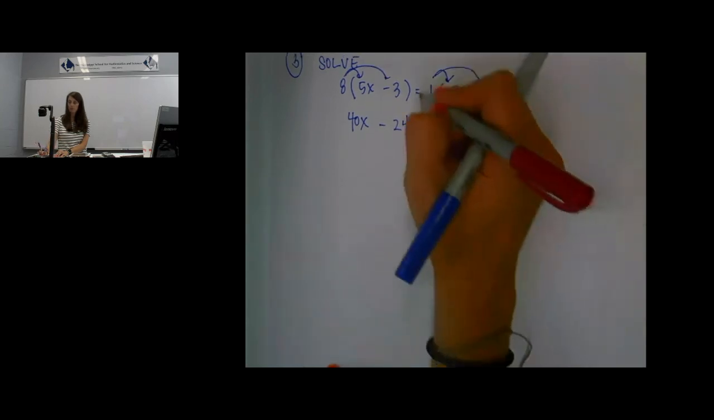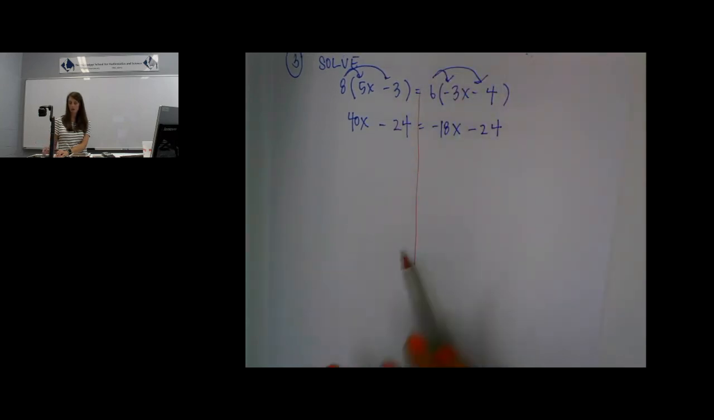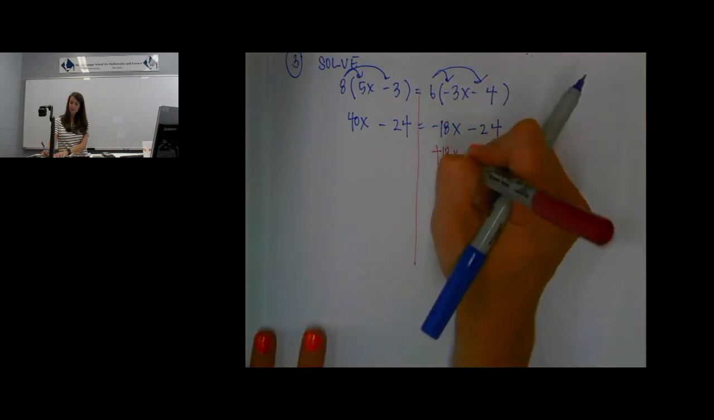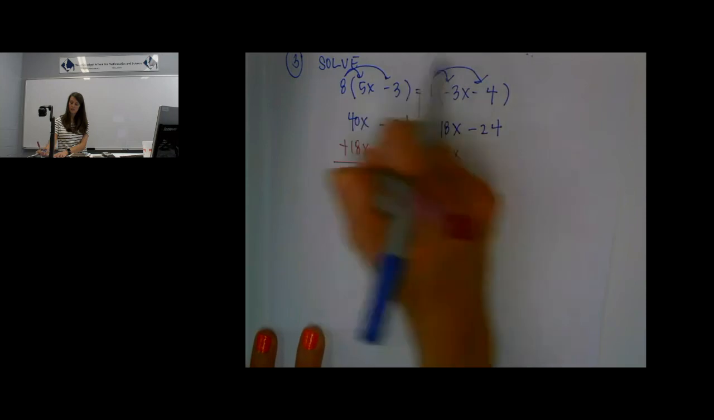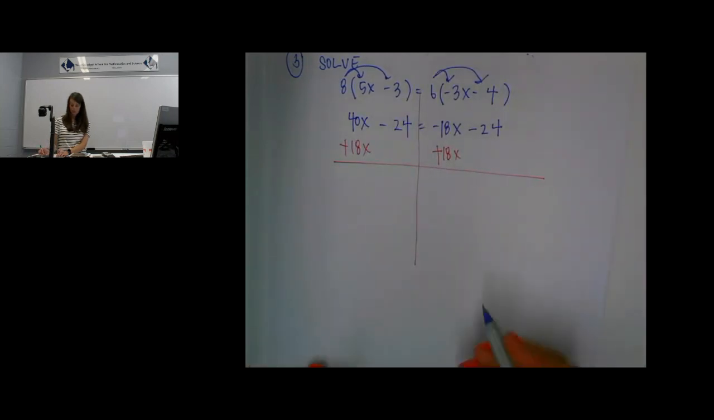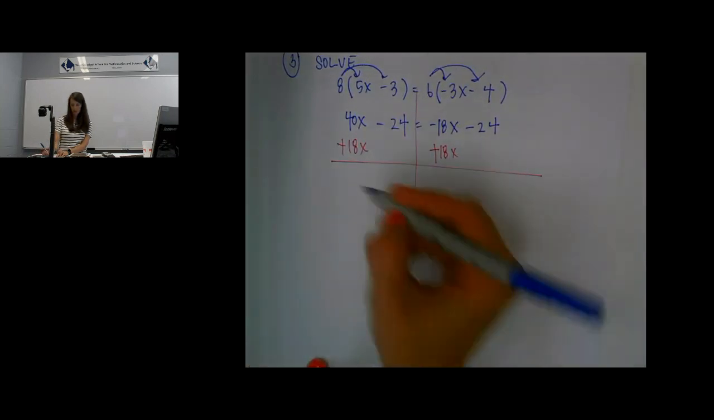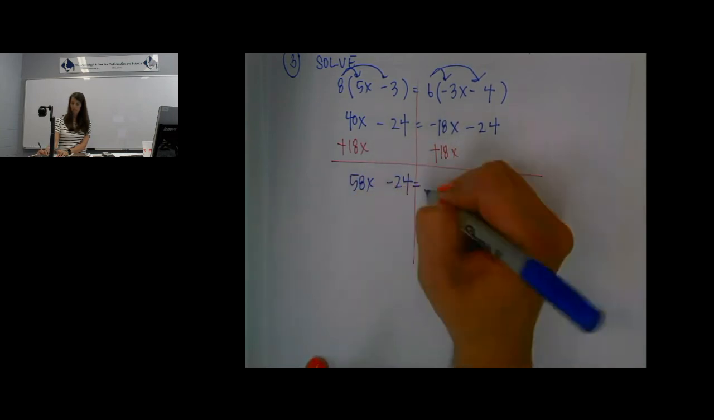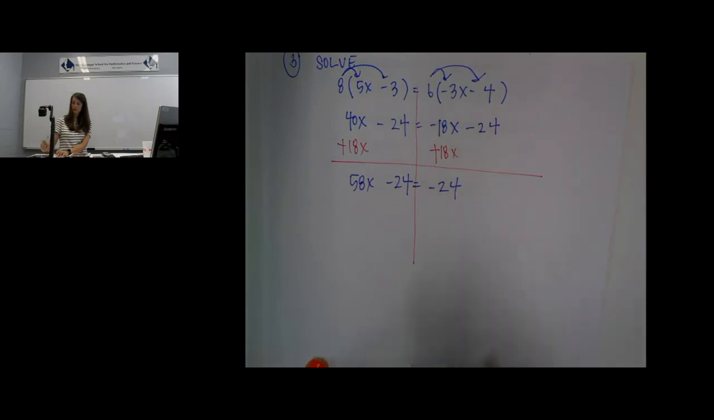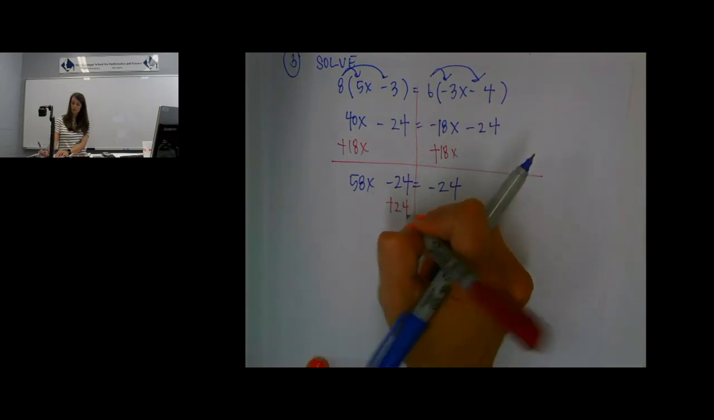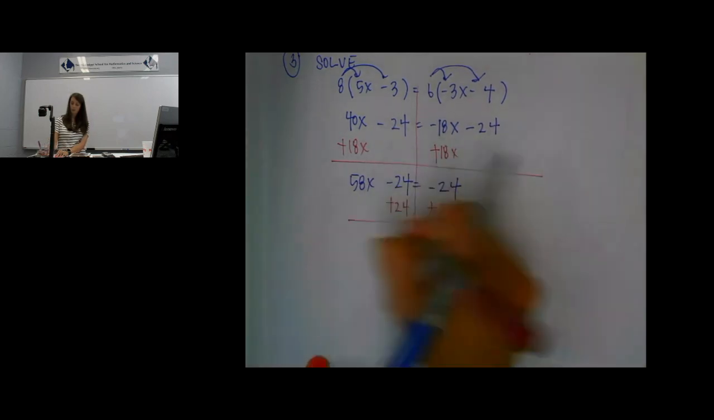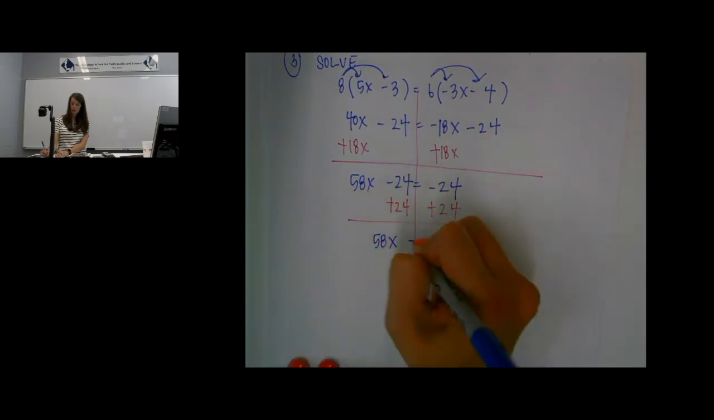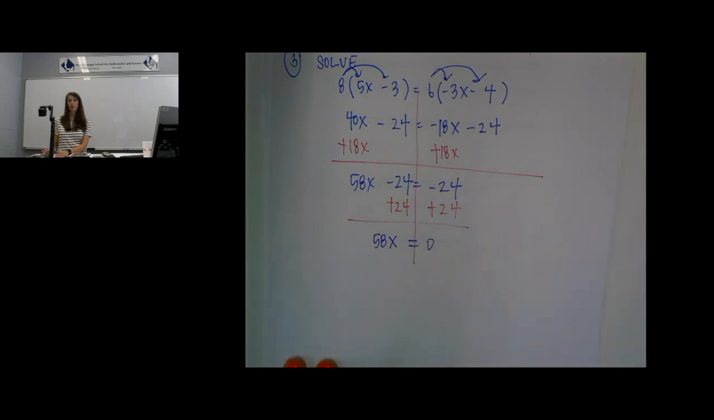Okay? Is there anything on the same sides that you can combine? There's not. So first thing I need to do is add my 18x over with my 40x. So when I combine those two together, that is going to be a 58x. Okay, so now I need to add 24 because we're doing the opposite operation. So we are going to have 58x is equal to a 0.